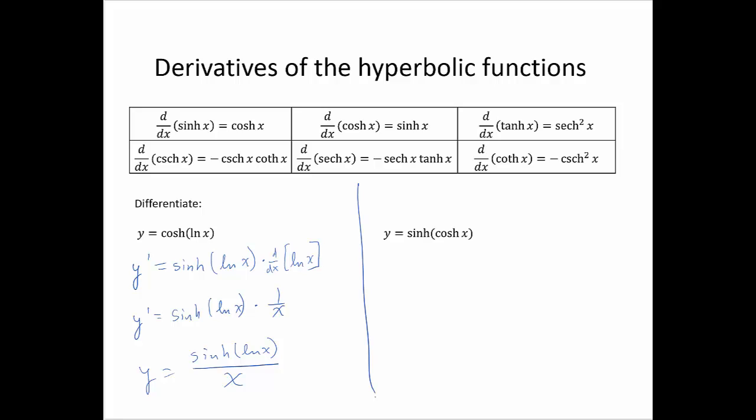Our second example, we have that y is the hyperbolic sine of the hyperbolic cosine of x. And so now we will again apply the chain rule. Y prime would be the hyperbolic cosine of the hyperbolic cosine of x times, by the chain rule, d by dx of the hyperbolic cosine of x. And so then y prime would be hyperbolic cosine of the hyperbolic cosine of x times hyperbolic sine of x.